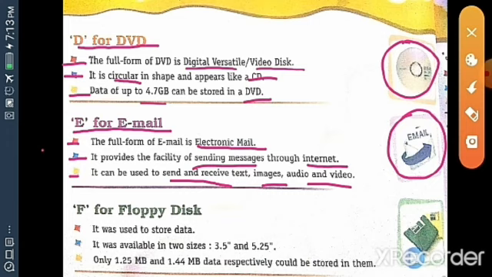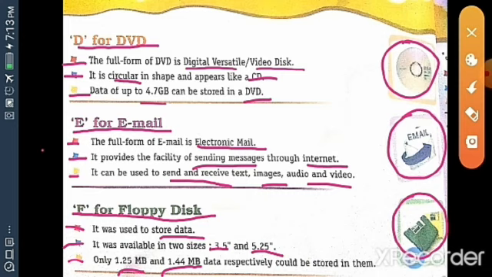Now our next letter is F. F for floppy disk. First one, it was used to store data. Second thing, it was available in two sizes, 3.5 inch and 5.25 inches. Third one, only 1.25 MB and 1.44 MB data respectively could be stored in them. See, this is floppy disk.